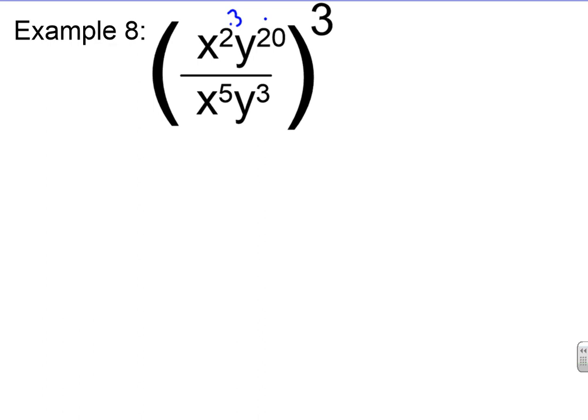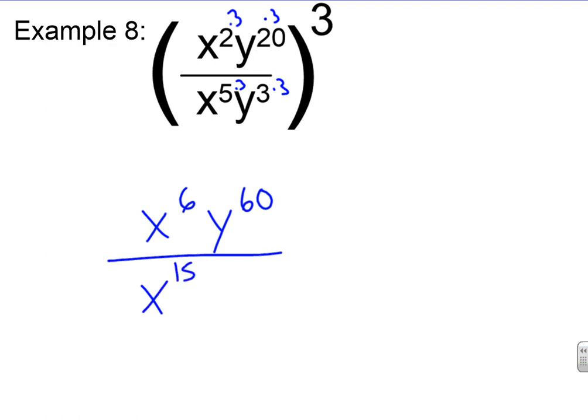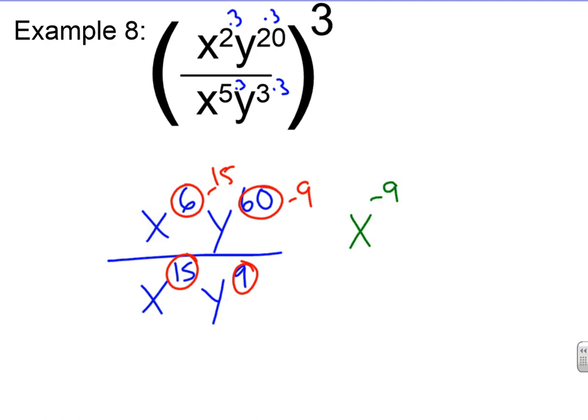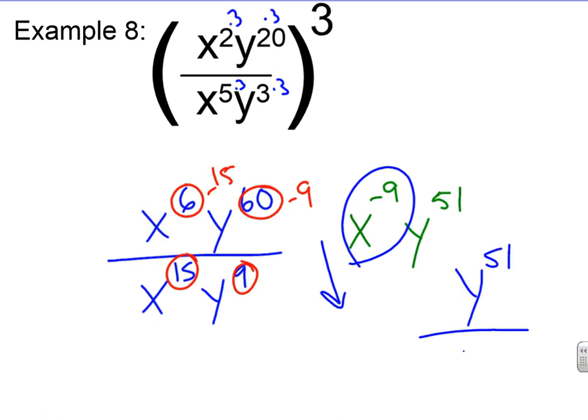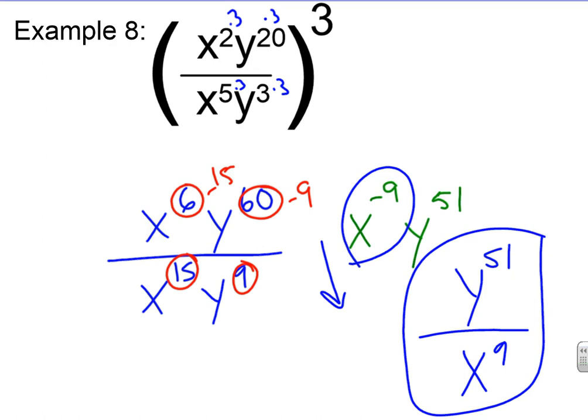So if I multiply all these by 3, I get x to the 6th, y to the 60th, over x to the 15th, y to the 9th. Now I simplify. 6 minus 15, 60 minus 9. I end up with x to the negative 9 power, y to the 51st power. My last step is to shove my negative exponents. y to the 51st power stays on top. x to the 9th is now on the bottom. Final answer.